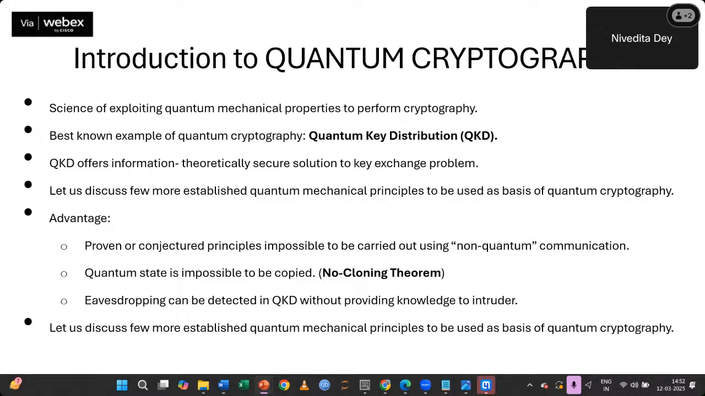But unlike this thing, QKD, this is the scenario for a man-in-the-middle attack and a classical key exchange, whatever we say. But for quantum, definitely for QKD also, your eavesdropping needs to be detected and corrected periodically.